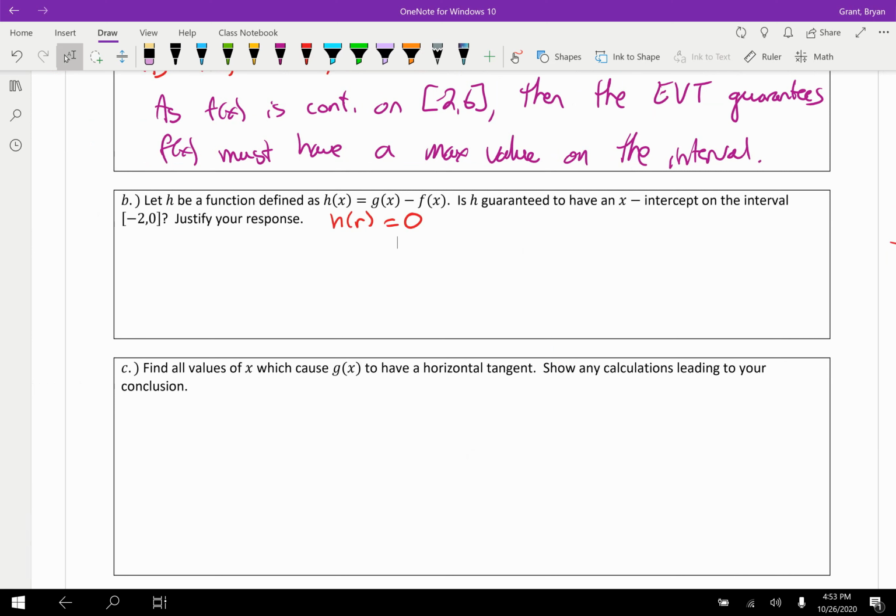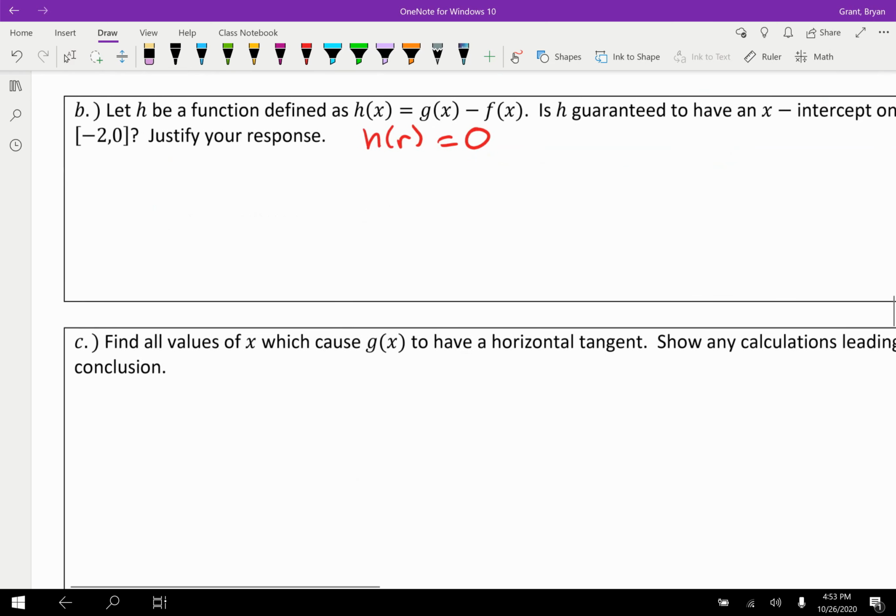Well, this sounds like the IVT to me. I think if we found the value of h at -2 and the value of h at 0, as long as there's an output of 0, or as long as 0 is between these two outputs, then I think we'll be fine. So here we go.